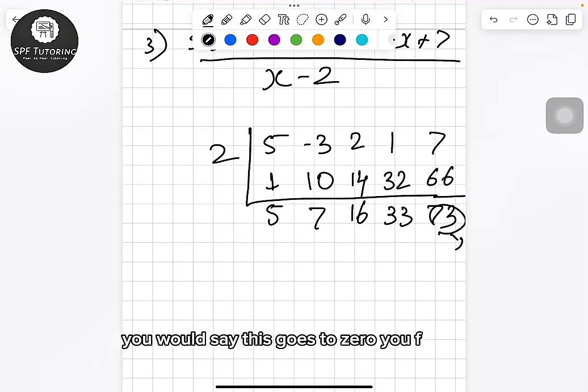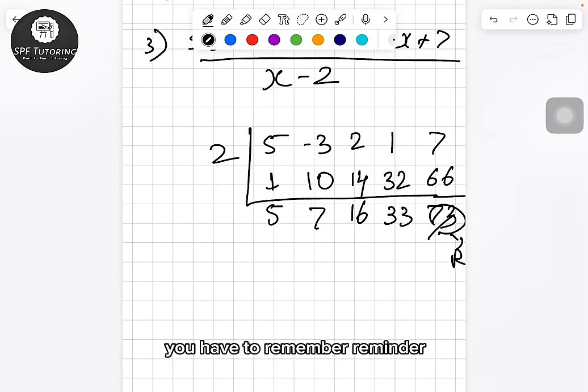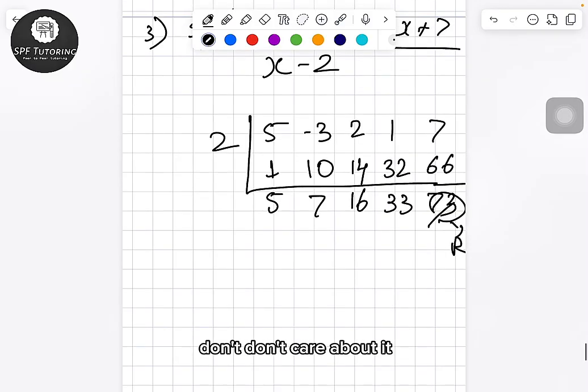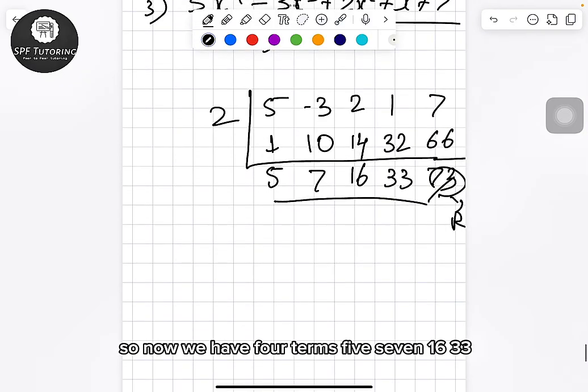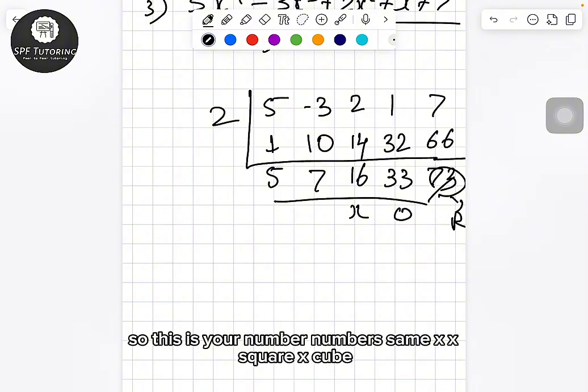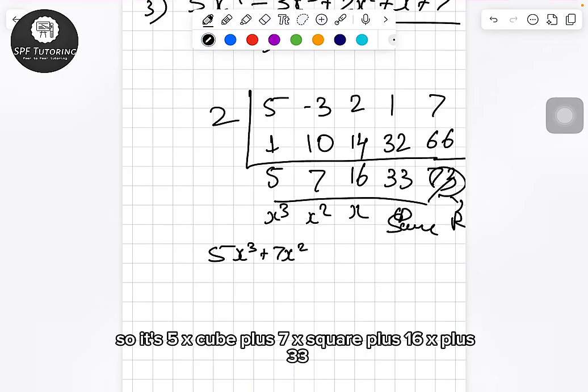So yeah, this is your remainder. You technically don't forget about this; you have to remember the fact that it is there. But in grade 12 functions, you usually don't care about the remainder, so you just leave it. Now we have 4 terms: 5, 7, 16, 33. So it's 5x cubed plus 7x squared plus 16x plus 33.